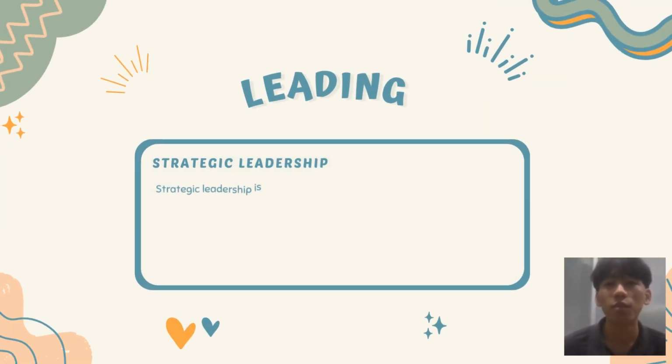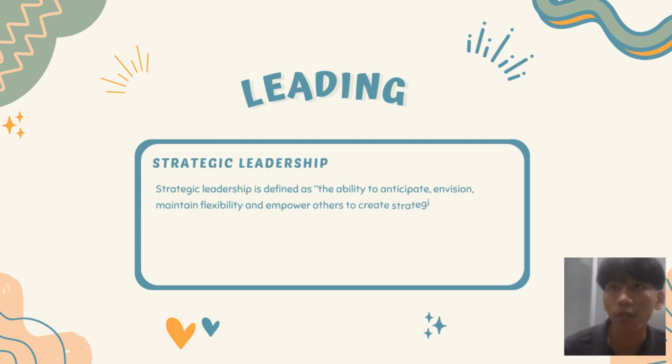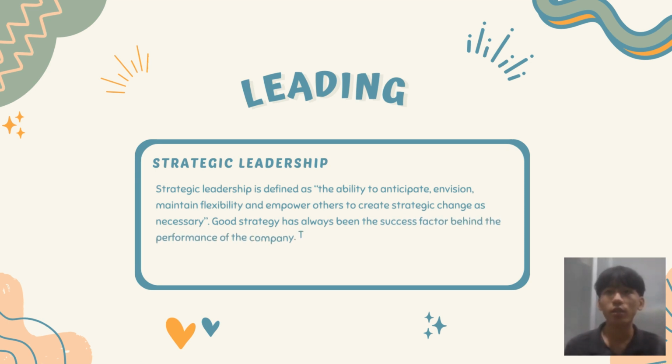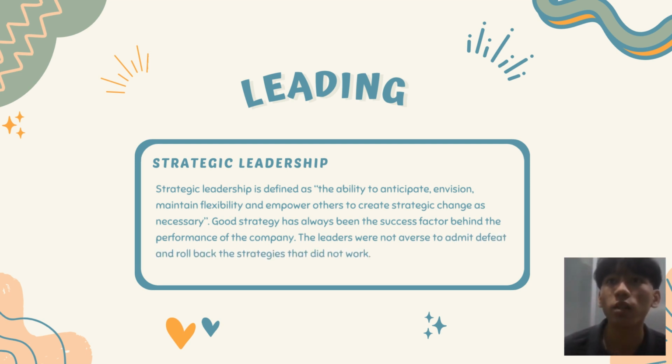So next one is 6.0, which is leading. Strategic leadership. Strategic leadership is defined as the ability to anticipate, envision, maintain flexibility, and empower others to create strategic change as necessary. Good strategy has always been the success factor behind the performance of the company. The strategy to become cost leaders and expand at the right time was instrumental in making the company what it is today. The leaders were not averse to admitting defeat and rolling back the strategies that did not work. Withdrawal from Germany was a great example of this trait.